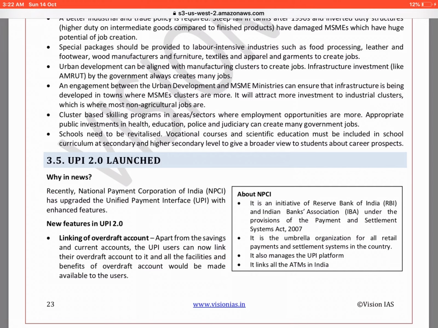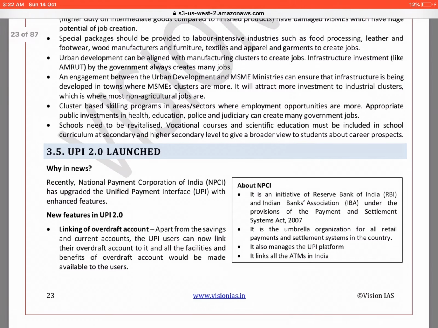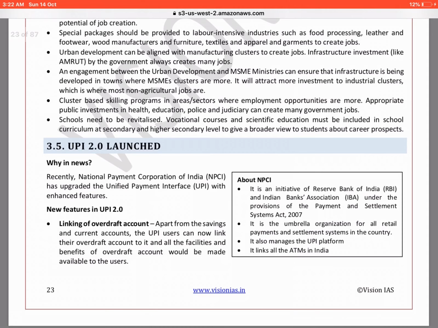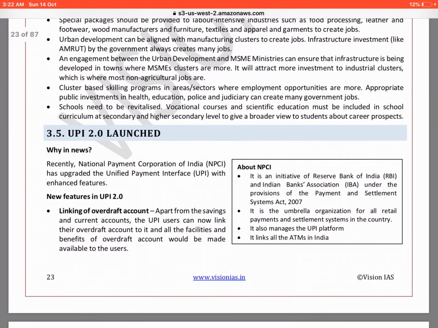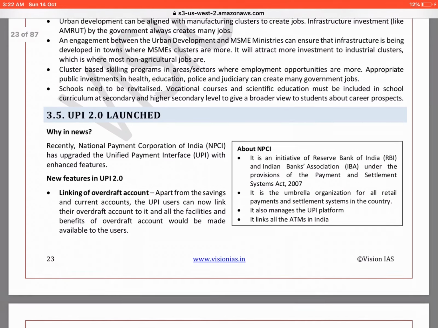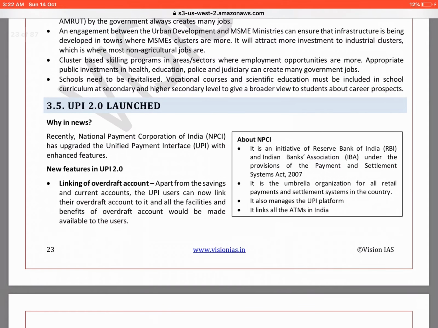Next, urban development can be aligned with manufacturing clusters to create jobs. Infrastructure investment like AMRUT by the government always creates many jobs. So urban development, manufacturing and building of urban infrastructure will give many people jobs. Then engagement between the urban development and MSME ministries to ensure infrastructure is developed in towns and MSME clusters are more. So this is also being done.